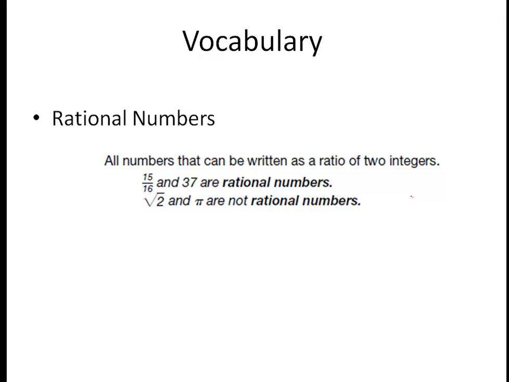Okay, so let's start with our vocabulary. We've got a rational number. A rational number is any number that can be written as a ratio of two integers. For example, 15 over 16 is a rational number. 37 is a rational number because it can be written as 37 over 1. Square root of 2 and pi are not rational numbers. You don't see them over 1.